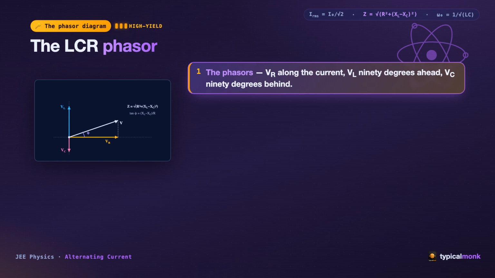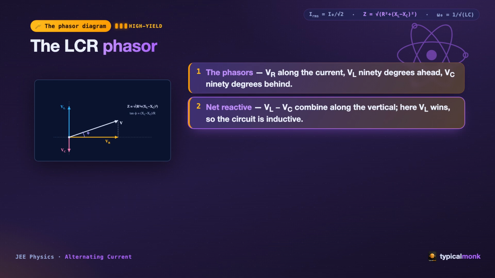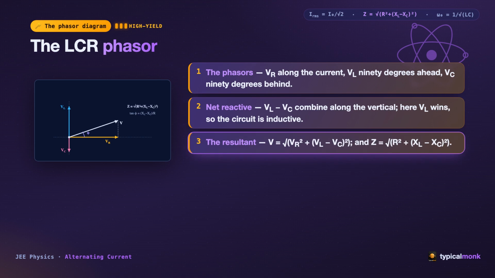Now the picture, the phasor diagram of the LCR circuit. The resistor's voltage, VR, lies along the current. The inductor's, VL, is 90 degrees ahead, and the capacitor's, VC, is 90 degrees behind. Net reactive, VL and VC, combine along the vertical. Here VL wins, so the circuit is inductive. The resultant: V equals the square root of VR squared plus (VL minus VC) squared, and likewise the impedance, Z equals the root of R squared plus (XL minus XC) squared.